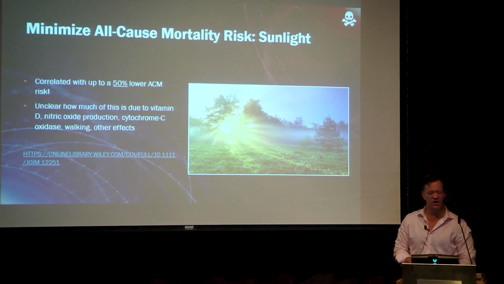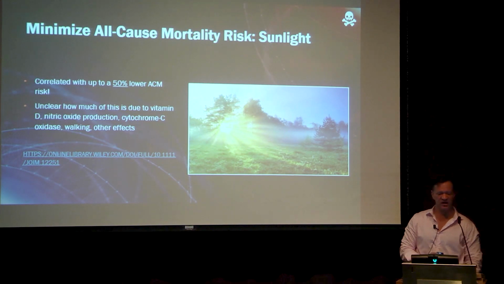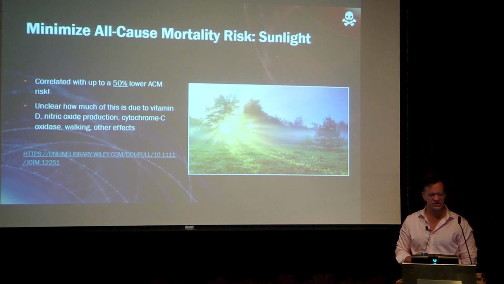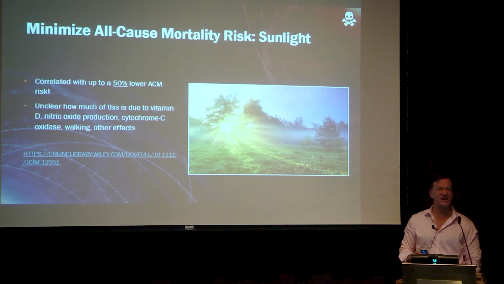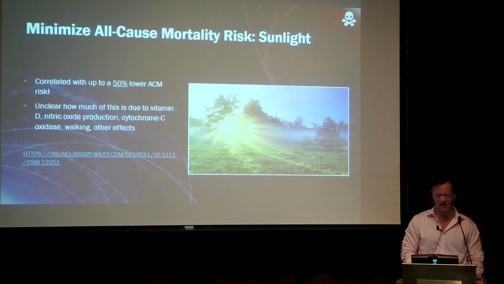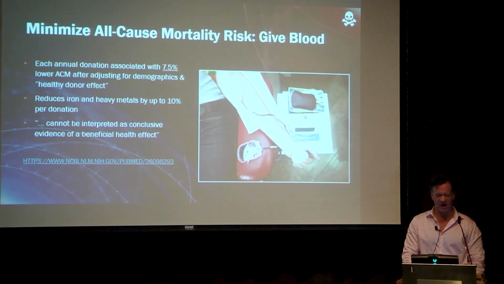Sunlight is also correlated with reduced all-cause mortality risk, up to a 50% lower all-cause mortality risk. We really don't know why this is. We don't know whether it's due to vitamin D, whether it's due to nitric oxide production, cytochrome C oxidase in your mitochondria, or if it's just walking, socializing, getting some fresh air, or if it's all of those. But it is very, very interesting that the reduction in all-cause mortality seems to be so powerful.